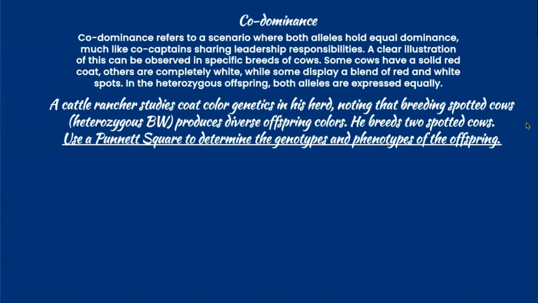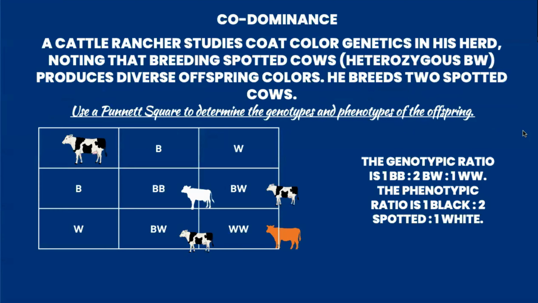Okay, so now that you're done completing that, you can take a look at the answer here. So they say a cattle rancher is studying color-coded genetics, and basically he notices that he has heterozygous cows. So you might see these cows outside in nature if you live in an area, and they're spotted. And if they're spotted like this, where they have a combination of both black and white, they're designated as BW. And then if you combine them together, you have BB, BW, and WW.